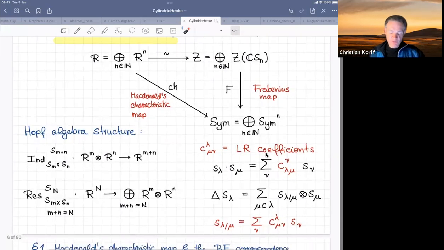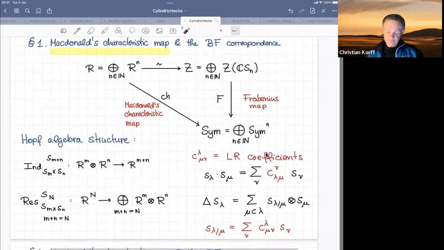But of course, we can also go in the opposite direction. If I give you an irreducible module of the symmetric group S_N, now with large N, you can decompose this, or restrict it, sorry, to the subgroup S_m cross S_n, where m plus n is equal to capital N. This gives you a map which goes from R_N into the direct sum of the decompositions, so tensor products of these. And this is what is called a coproduct. It goes in the opposite direction.